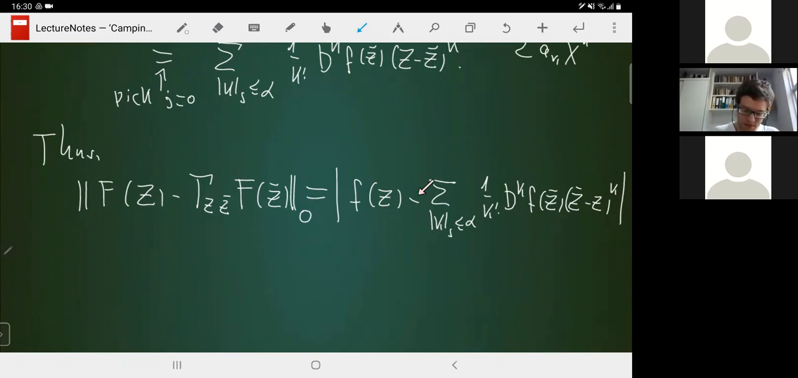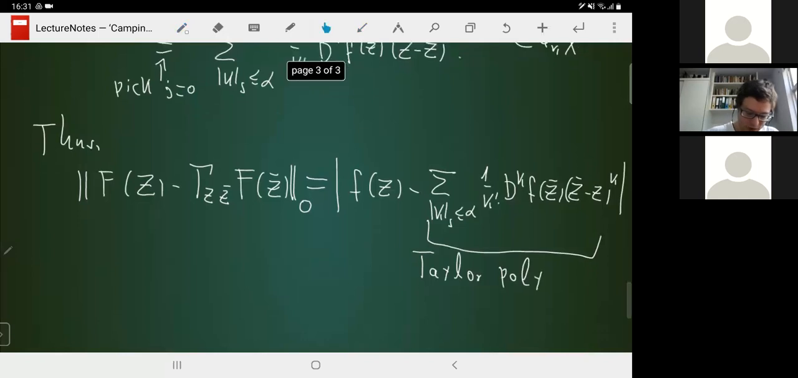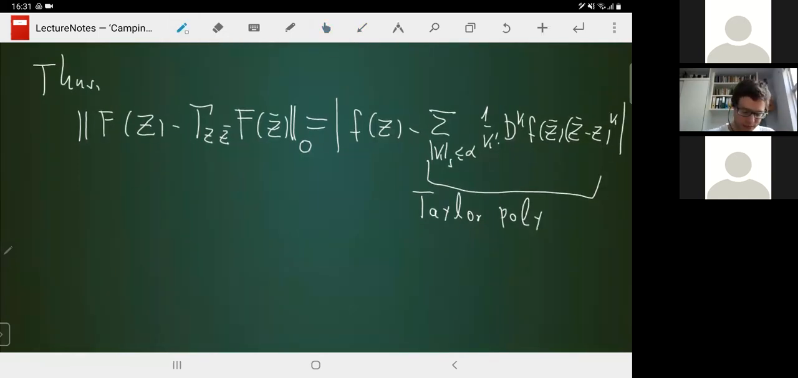The expansion, the polynomial, the Taylor polynomial? Exactly. So this is the Taylor polynomial of f. And it turns out that, I never commented on this very clearly, but if f is C alpha and you subtract the full Taylor polynomial of it, this has nothing to do now with the regularity structure, it's something to do with C alpha functions. This distance is bounded by z minus z bar to the alpha.